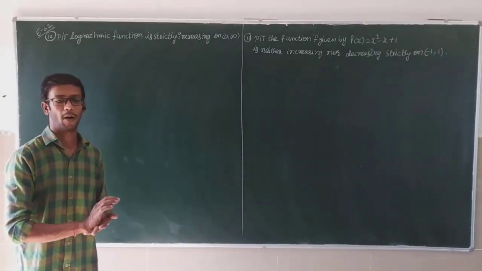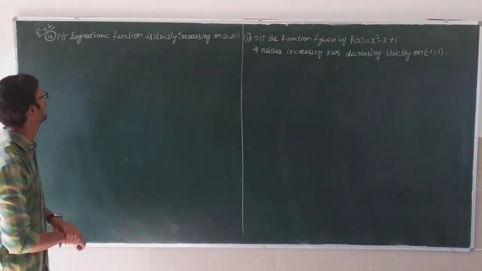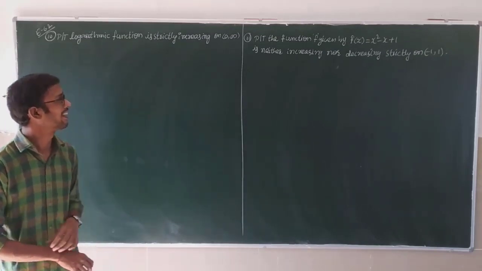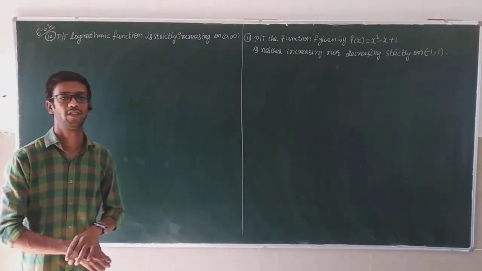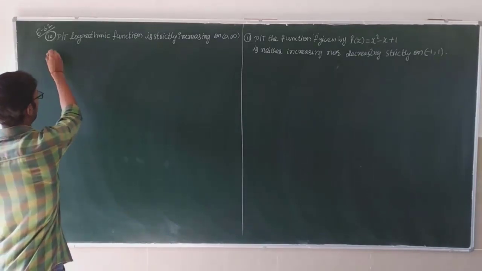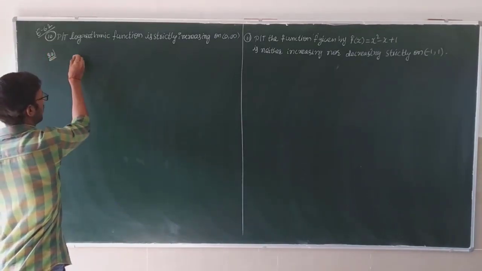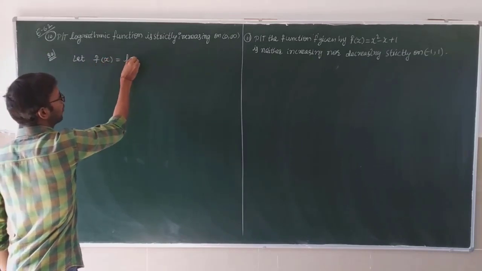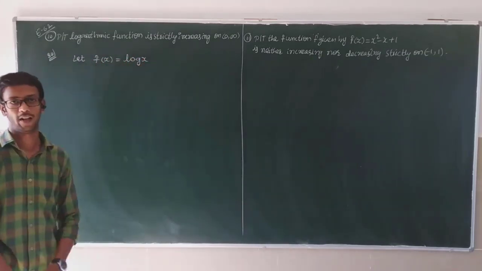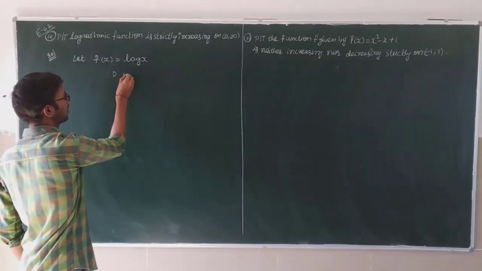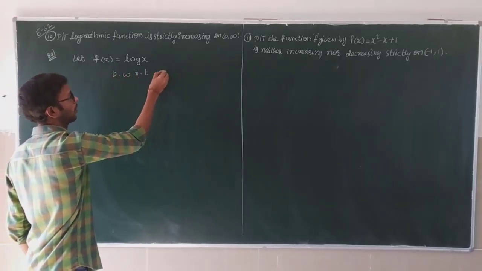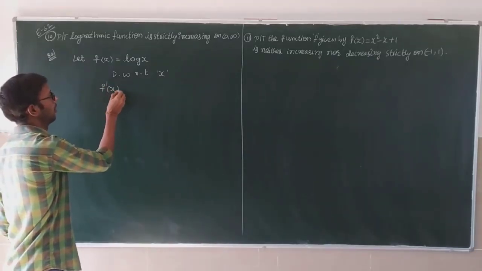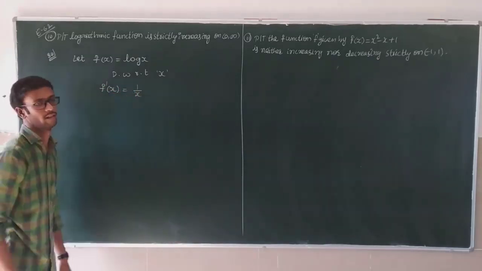Next, problem number 10. Prove that the logarithmic function is strictly increasing on the open interval 0 comma infinity. Solution: let f of x be equal to the logarithmic function, log x. So first step, what? Differentiation with respect to x. Differentiating with respect to x, what you'll get? f dash of x is equal to 1 by x.